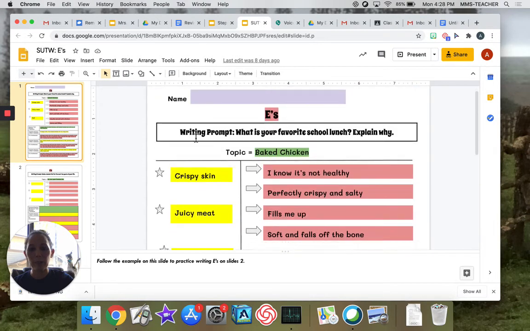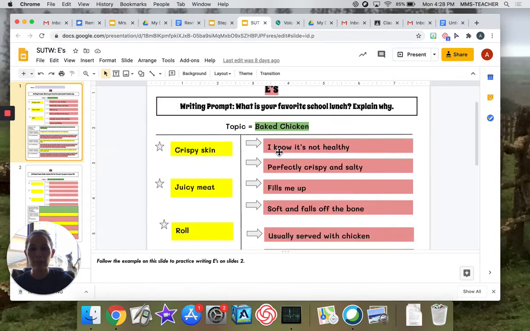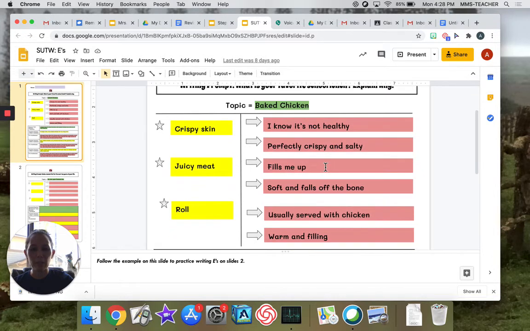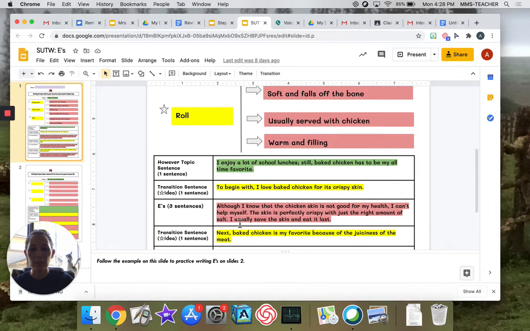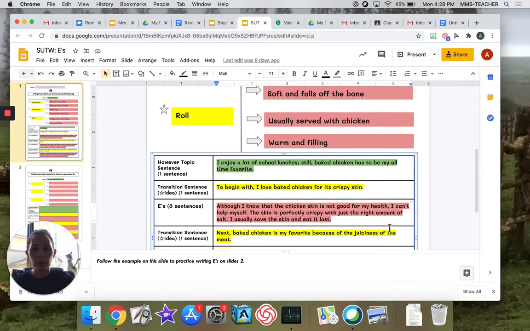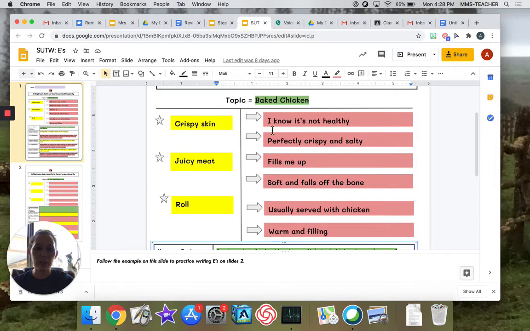Okay, now I need to continue on and provide examples, the E's. So I'm going to look back at my T-chart and kind of look at what I jotted down. Then I'm going to write at least 3 sentences for my E's. Although I know that the chicken skin is not good for my health, I can't help myself. The skin is perfectly crispy with just the right amount of salt. I usually save the chicken skin and eat it last. Okay, so that's an example of the E's.